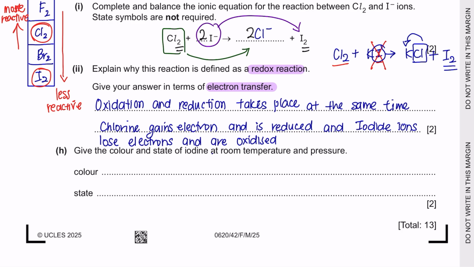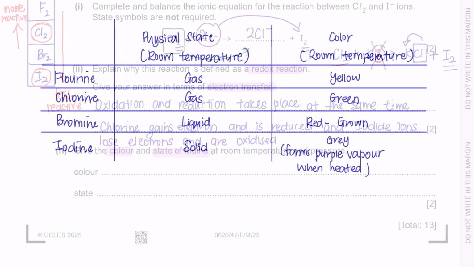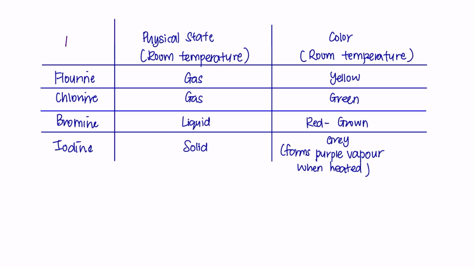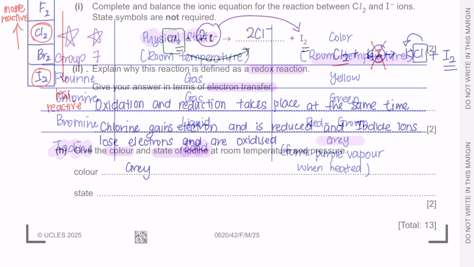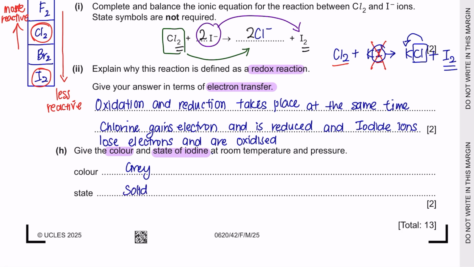Next question, part H. Give the color and state of iodine at room temperature and pressure. So you can take a screenshot of this. You are required to know the physical state and color for group 7 elements. Iodine is gray in color at room temperature, and the physical state at room temperature is solid. So the color is gray and the state is solid.